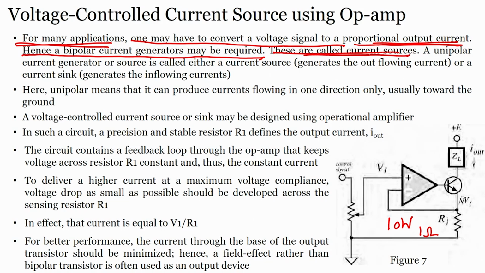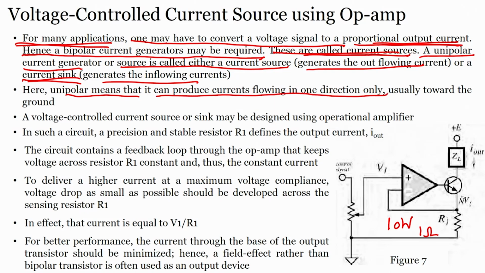A unipolar current generator or source is either a current source or a current sink. It can either source the current or it can sink the current. If it is a current source, then it generates the outflowing current. If it sinks the current, then it generates the inflowing current. Here unipolar means that it can produce currents flowing in one direction only, usually towards the ground.